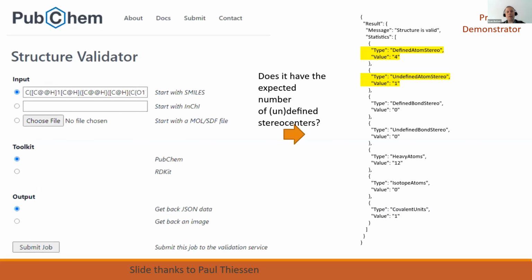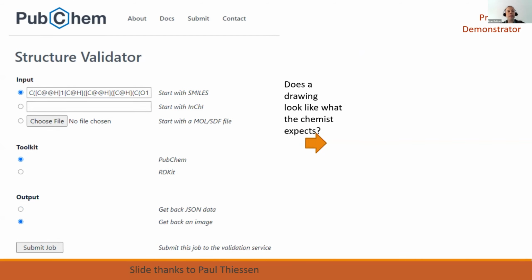Well, what if you have something which is a more complex structure? In this case, you're putting in glucose, and you have one undefined stereocenter. In this case, maybe that's important to you, maybe it's not. You have some way of describing, yes, this is valid, or no, this is invalid. If you want to get back a chemical structure, providing back an image also helps a user or a chemist visualize what we interpret this as.